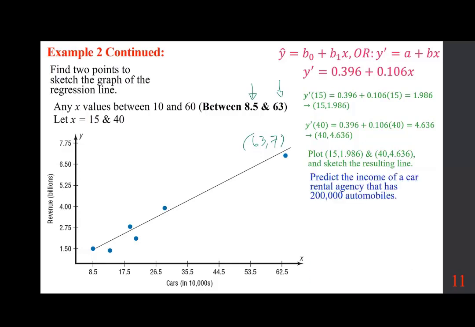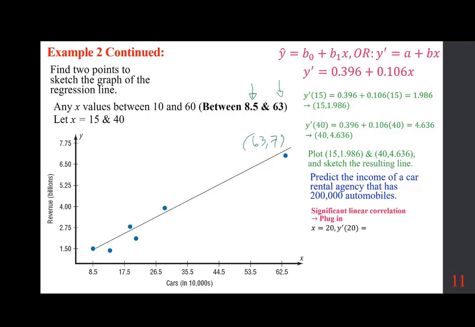Now, predict the income of a car rental agency that has 200,000 automobiles. Well, remember, if again looking at the table, the cars, X was in 10,000s and the income was in billions. So when we say 200,000, you really, in essence, have to divide it by 10,000. X becomes 20, and you plug in number 20 in that formula.